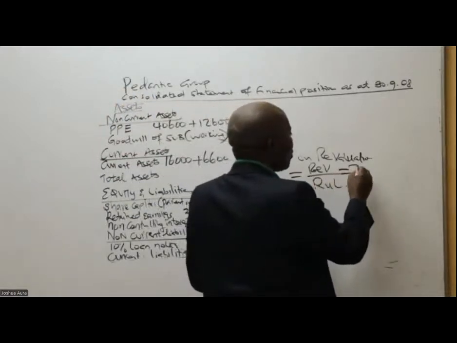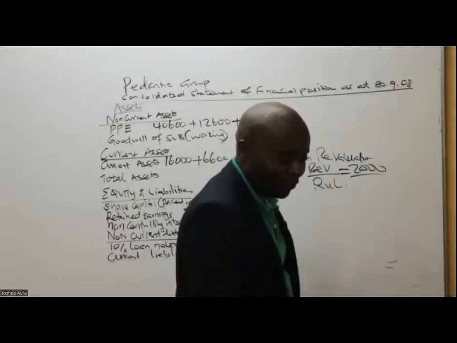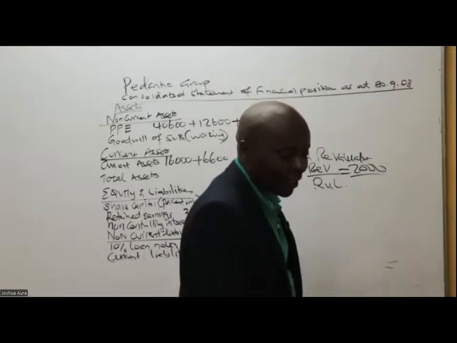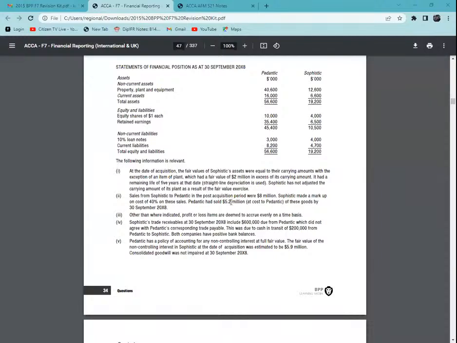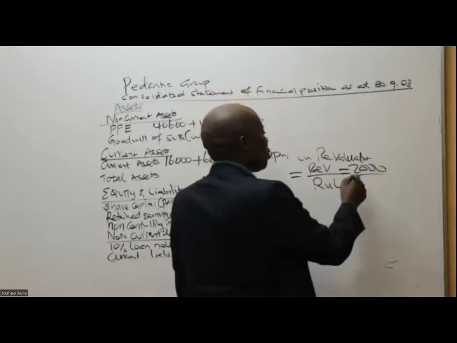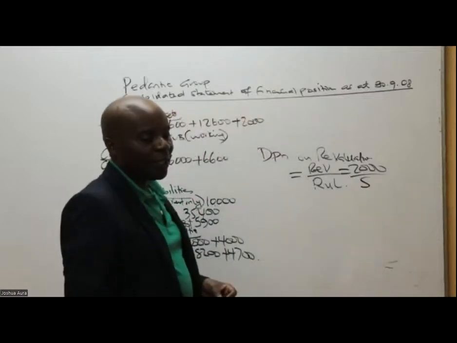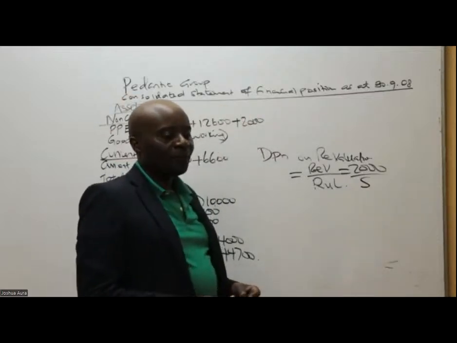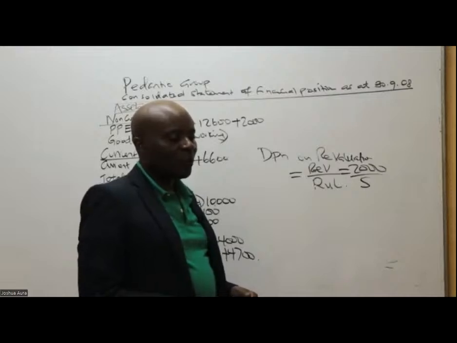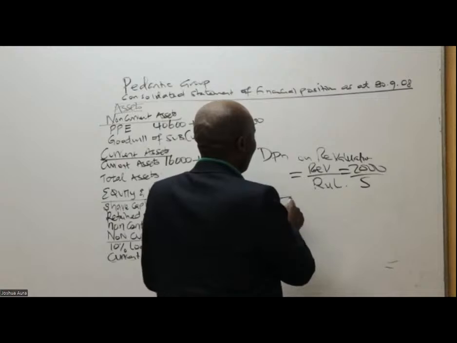The revaluation here is 2,000 divided by the remaining useful life, which the examiner will always tell you. Like here, they told us it had a remaining life of 5 years at the date. So the remaining useful life is 5 years. So 2,000 divided by 5 comes to 400.